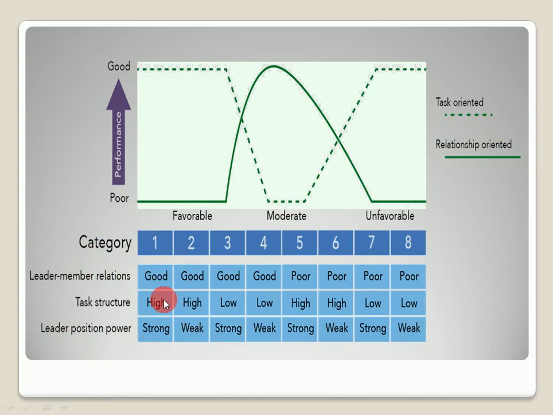Now look at these first three sections here. I'll make you understand and you will be able to get it. If you can see here, the leader membership relationship is good, the task structure is high, and the leader position is strong. As far as these three combinations are concerned, where we have good, high, and strong, this means in this condition the performance is good. Here the performance is good in case of the task oriented, this dotted line showing the task oriented, and in case of the relationship oriented, it is very poor. So this is how this diagram is being interpreted.